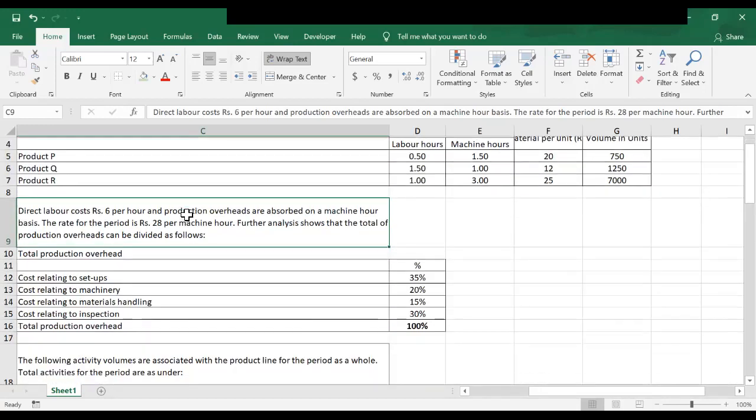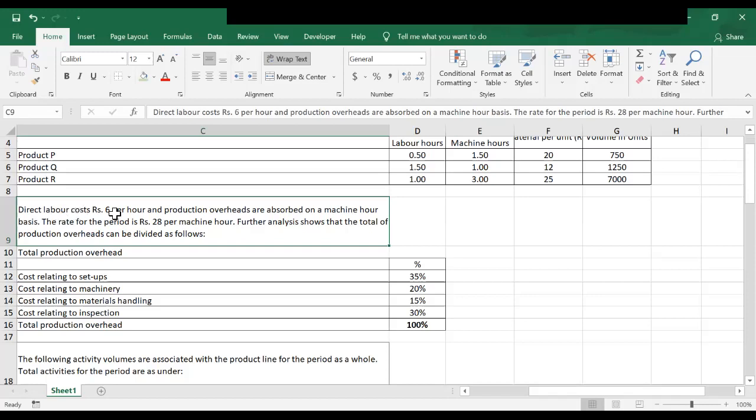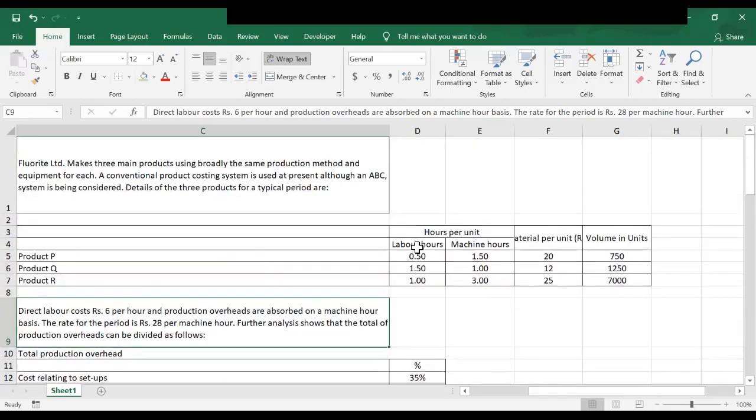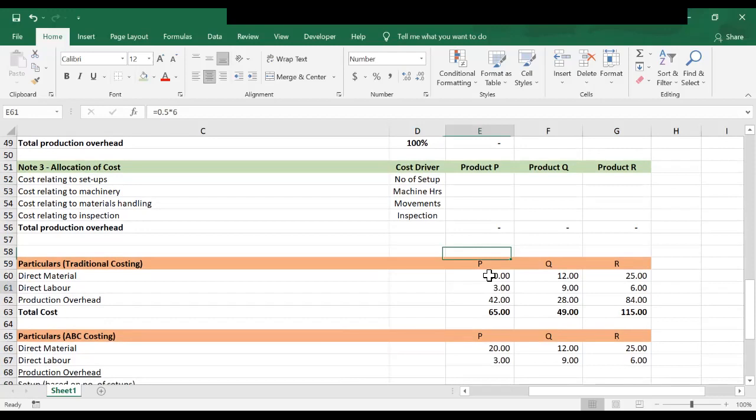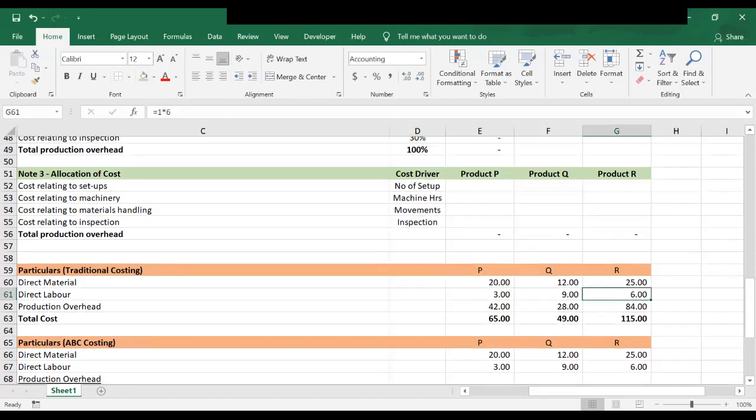So first, they have told us that direct labor is 6 per hour, and that the labor hours are 0.5, 1.5, and 1. This can help us quickly figure out the total per unit labor cost. So 6 per hour into 0.5, into 1.5, and 1. So it's 0.5 into 6, which gives us 3, then 1.5 into 6, and then 1 into 6. Okay, this part is easy.